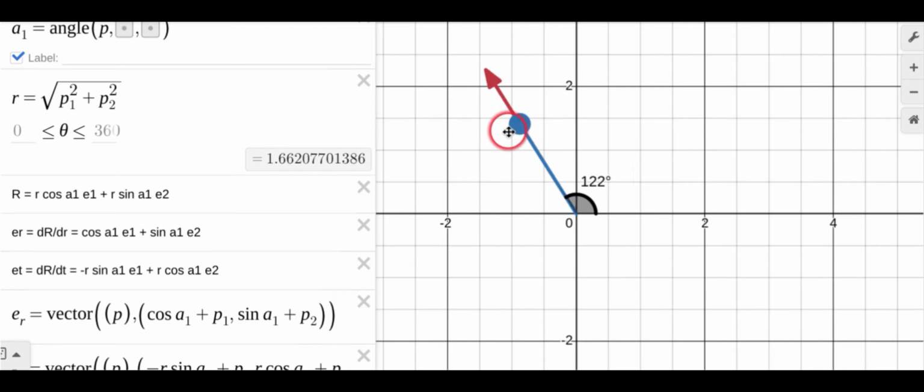And the first thing you notice is, as you change the angle, it changes direction. But as you change the radius, it doesn't change length because it is a unit vector. It turns out it's a length of 1. Do you see that?